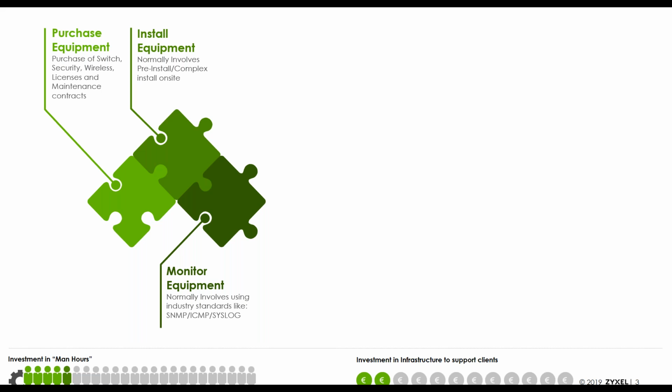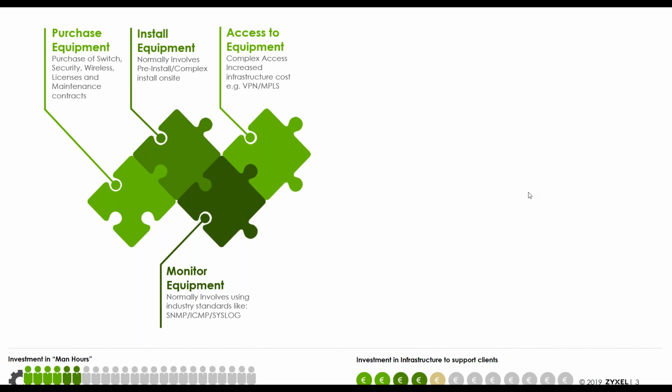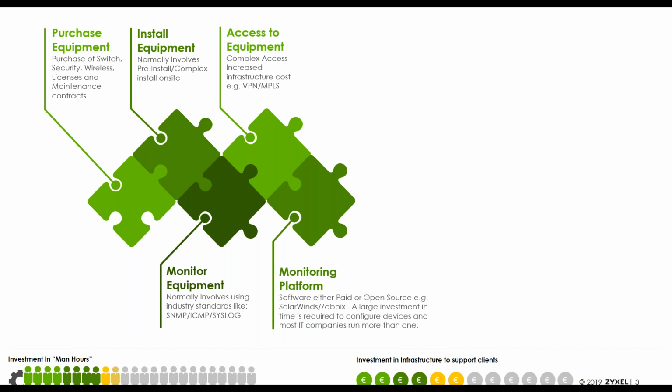as well as setting up monitoring for the equipment using SNMP and ICMP and a syslog server. Access to the equipment, so whether or not you would need to set up a VPN, whether or not you would need to set up specific NAT rules, sometimes can leave you quite vulnerable if set up incorrectly. Monitoring platforms such as some paid ones like SolarWinds or open source ones like Zabbix.